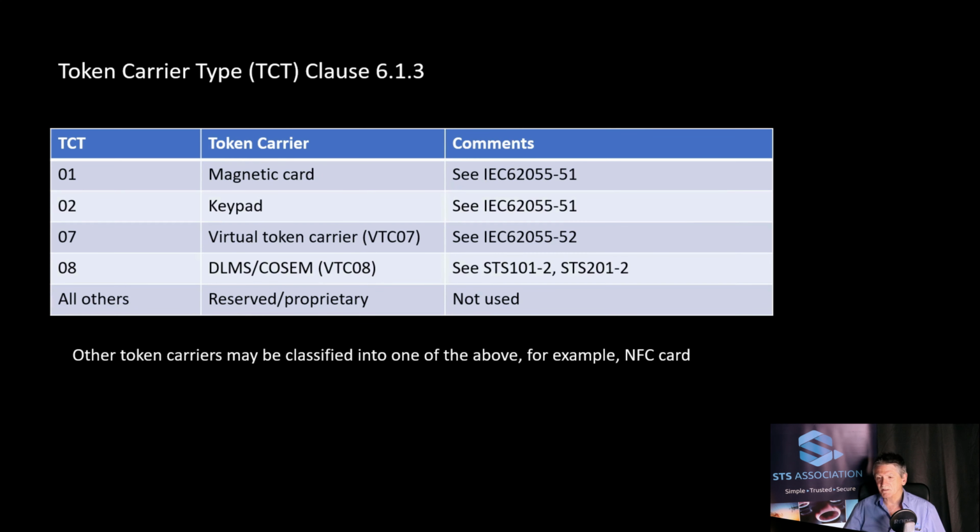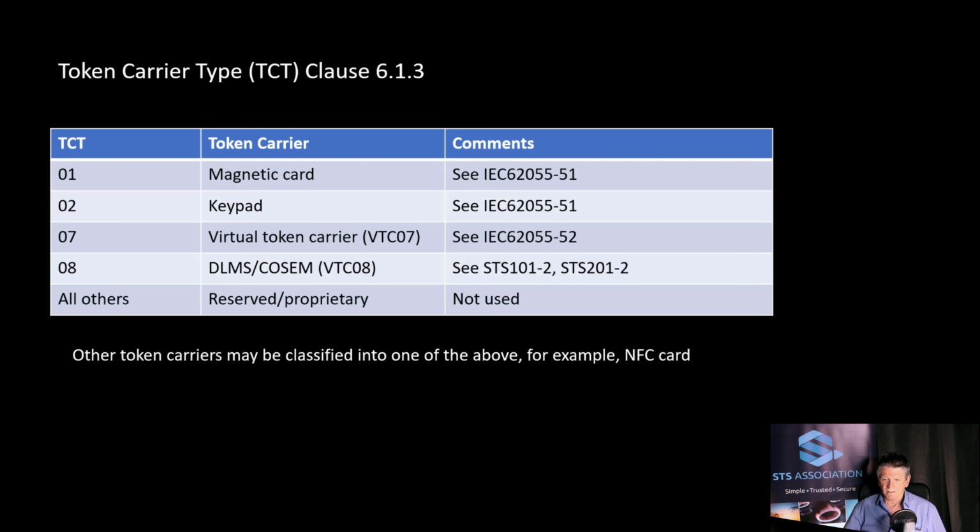Token carrier type, another definition, and that's found in clause 6.1.3. There are 4 token carrier types defined in the standard. Token carrier type 01 is for a magnetic card, and you can find more details in 62055-51. Token carrier type 02 is for a keypad, which most meters are today, and you can also find that in the same document. And then there's token carrier type 07, which is a virtual token carrier for direct connection to the meter, and it's 2-way, so the meter could talk back on that same token carrier.